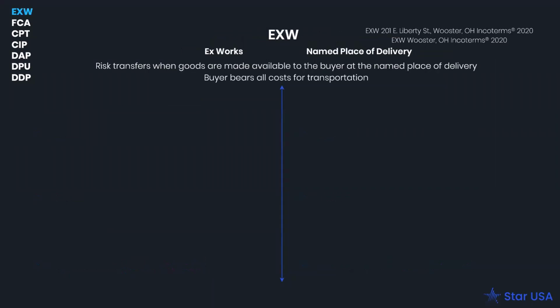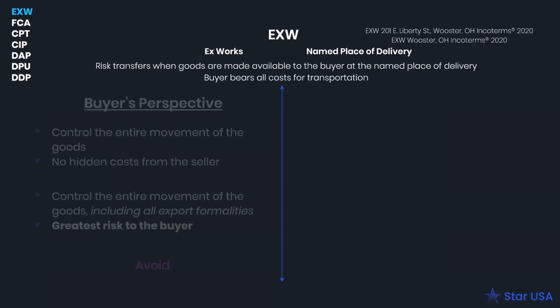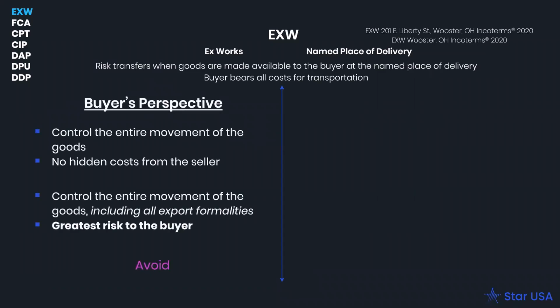Okay, first up, we have Ex Works. Ex Works, and you name your place of delivery. The risk transfers when goods are made available to the buyer at the named place of delivery, and the buyer bears all costs for transportation. So the buyer has the most responsibility, and the risk is transferring as soon as the goods are made ready for transport. So the buyer has the bulk of the responsibility here.